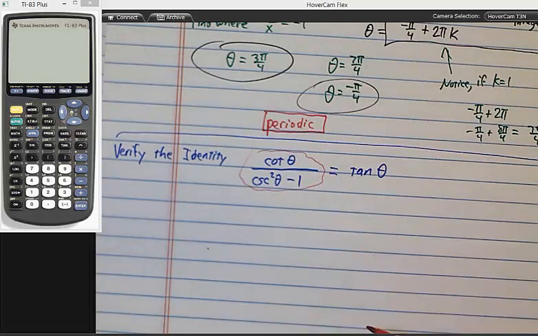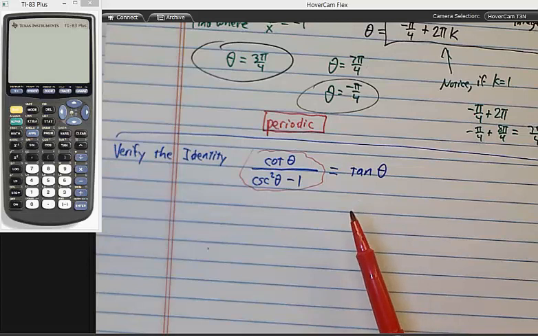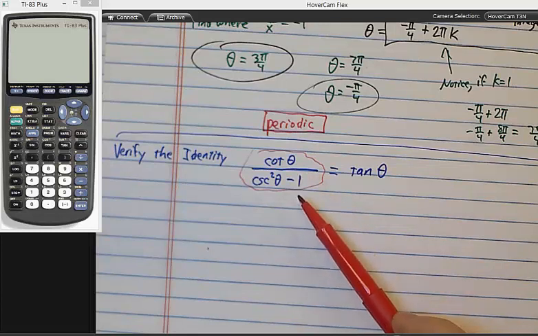I'm going to try and get it to look like tangent of theta. By the way, what's another way of writing tangent of theta? What's the definition of tangent we just said? Sine over cosine is one way to think of it. So if I ended up getting this to be sine over cosine, I'd be happy. Now, I'm going to work on this.